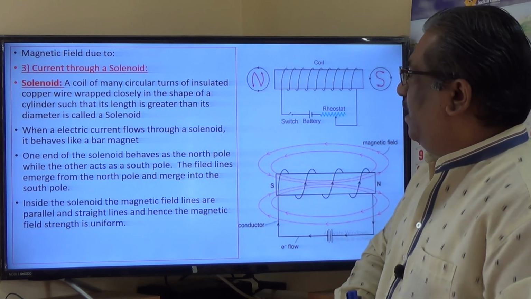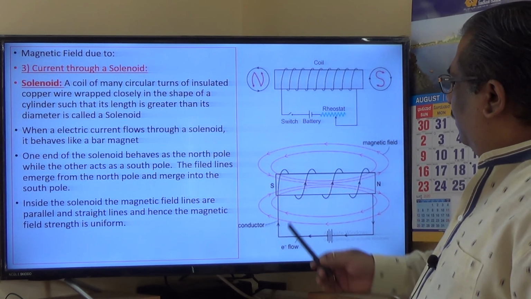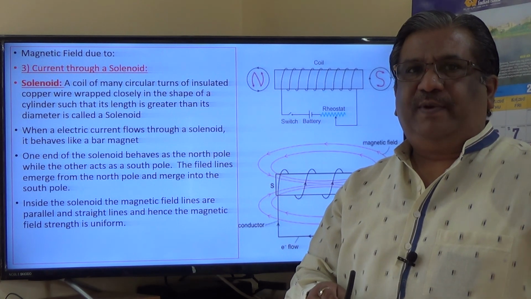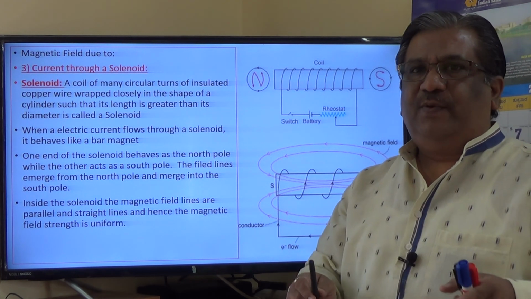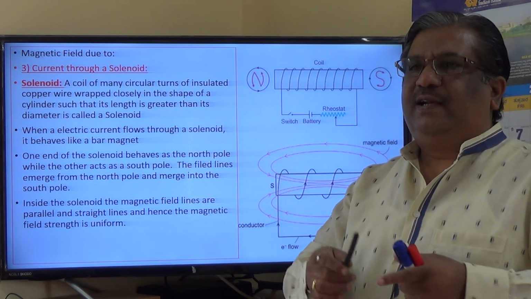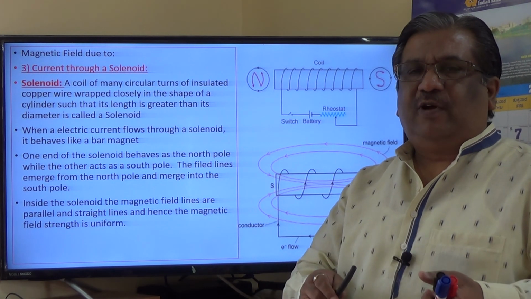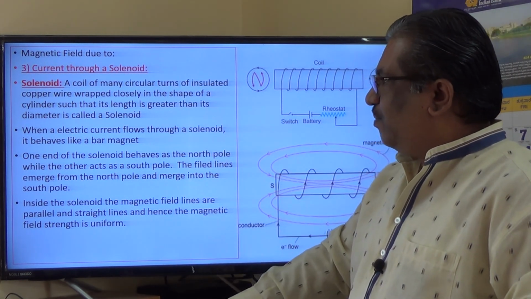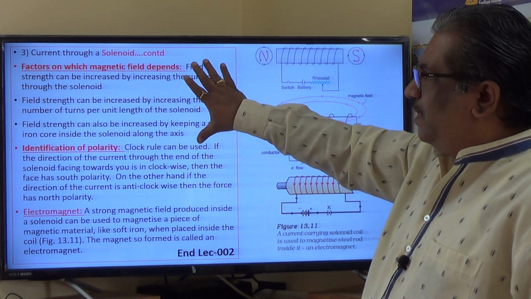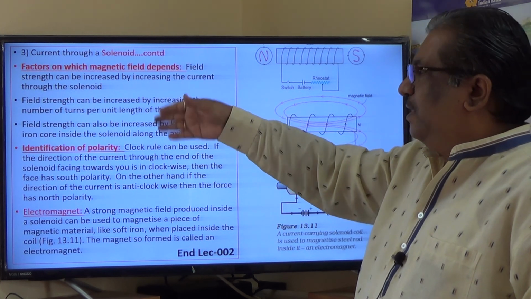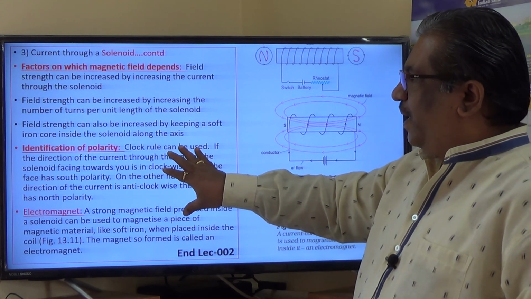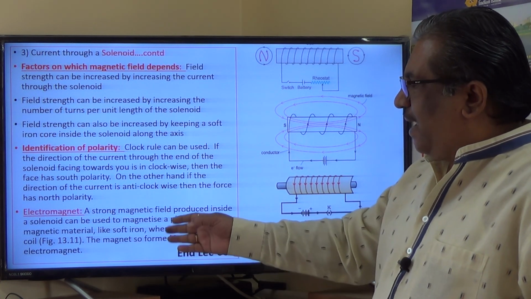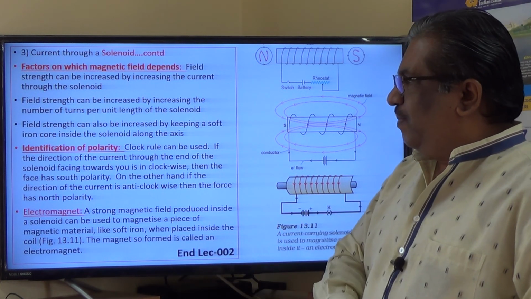For the magnetic field due to a current in a solenoid, the definition of the solenoid, the diagram, the magnetic field patterns, the magnetic field lines and the polarity, you can directly copy from the board where I have drawn the diagram, which gives all the details: the magnetic field lines, patterns, which is the north pole, south pole. You can take the notes from the board. Okay, and try to make a small note of these things. The factors on which the magnetic field depends, and how to increase the magnetic field strength, we discussed. Identification of the polarities by means of the clock rule, and the electromagnet. It acts like an electromagnet, and there are wide industrial applications.